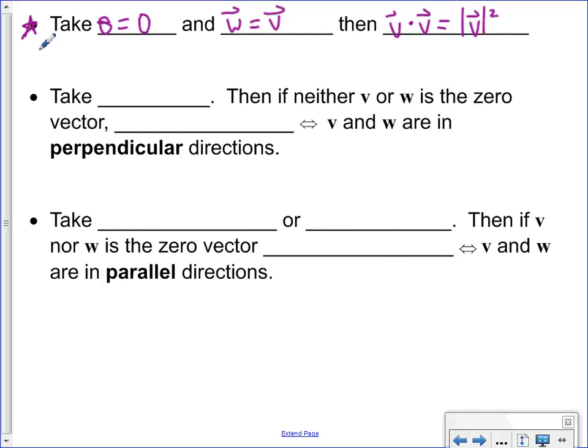If the angle is pi over 2, which is what in degrees? If the angle is pi over 2, then if neither V nor W is a 0 vector, then the dot product will be, anyone know? What's the dot product when two things are perpendicular? Equals 0. Very good. And that would mean V and W are perpendicular.